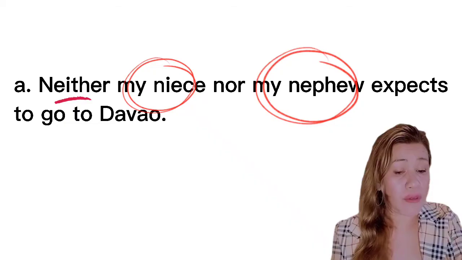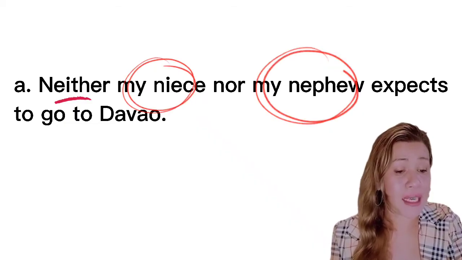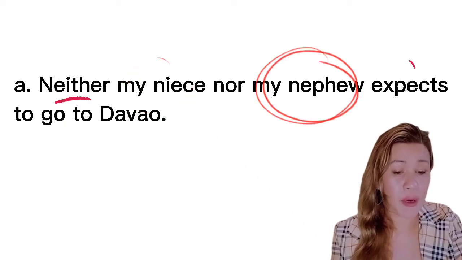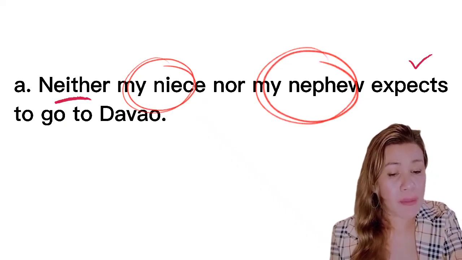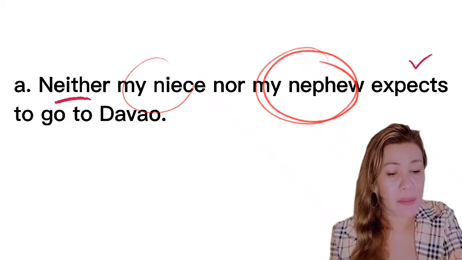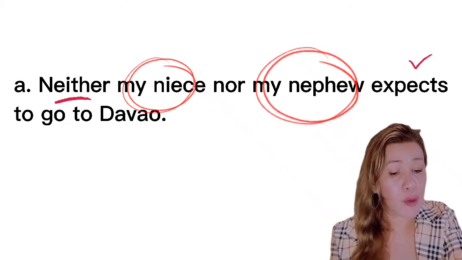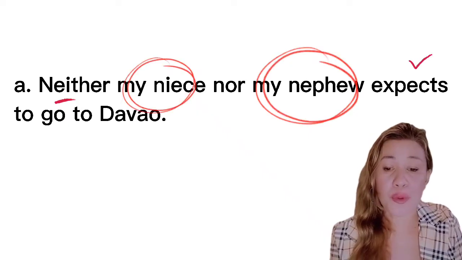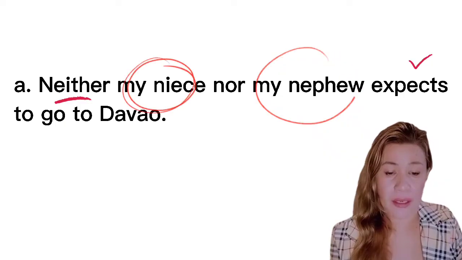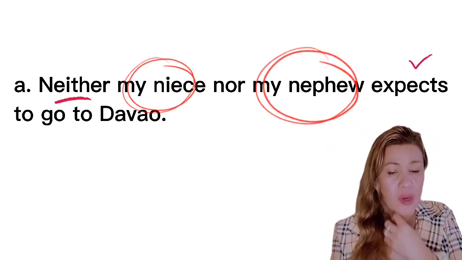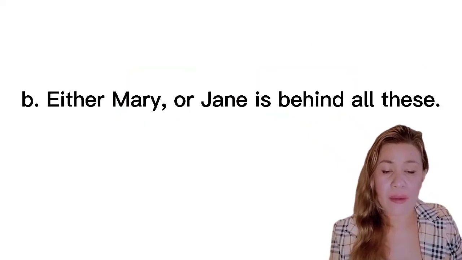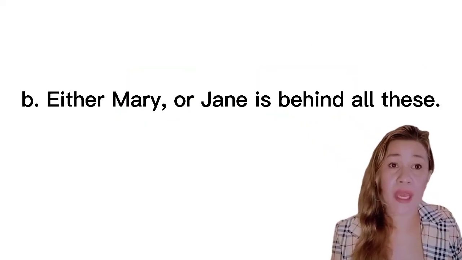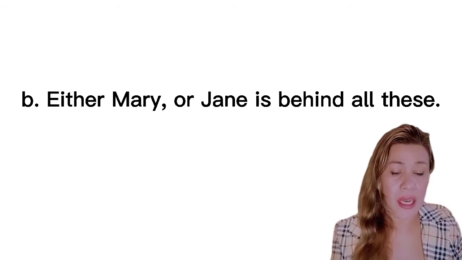So that's why our verb here, expects, is supposed to be the verb, because our subjects, my niece and my nephew, joined by neither nor, are taken singularly according to rule number 5A. Okay? So, second example, either Mary or Jane is behind all these.